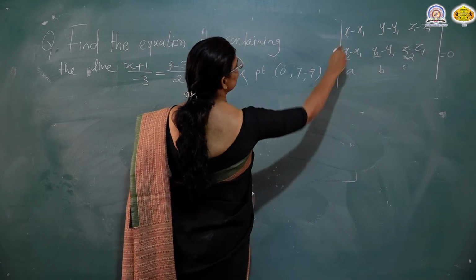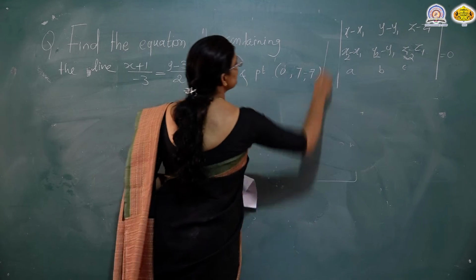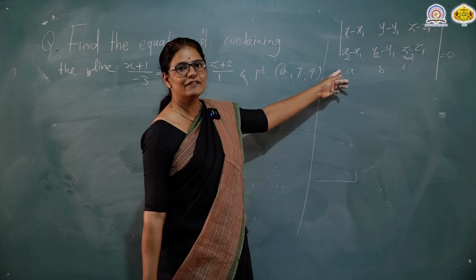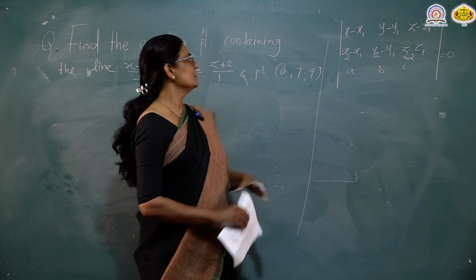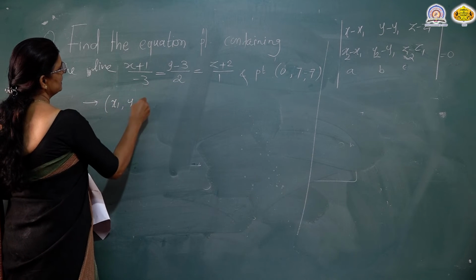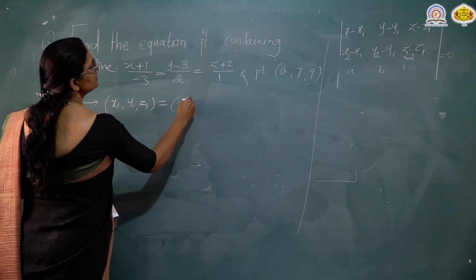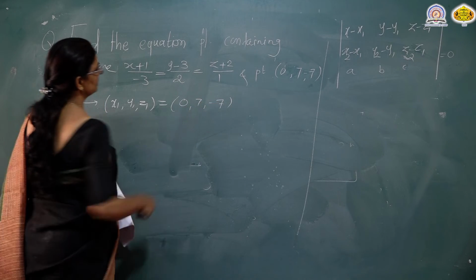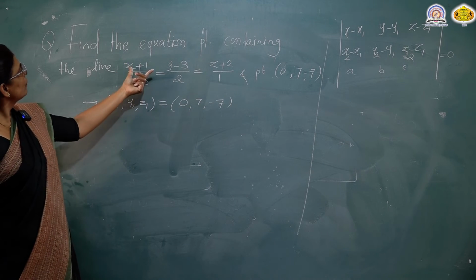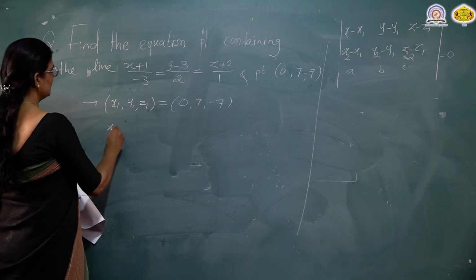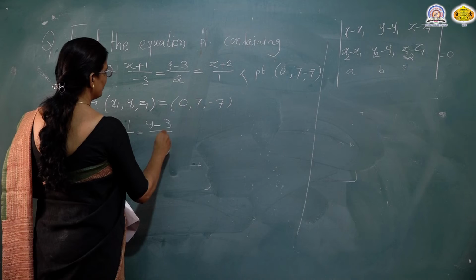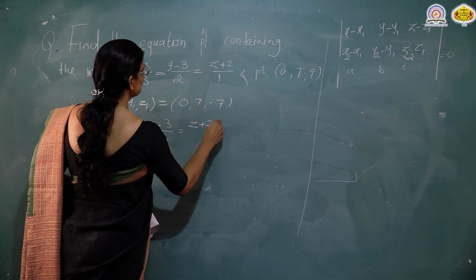So now for that we use this. This is the equation of the plane containing one line and a point. So here the point is x1, y1, z1, which is given as 0, 7, minus 7. This is a point on the plane. Second, from this equation, we write the equation of the line: (x plus 1)/minus 3 equals (y minus 3)/2 equals (z plus 2)/1.